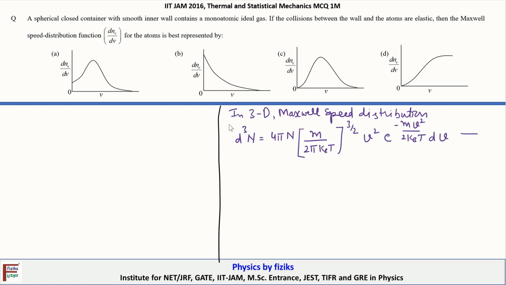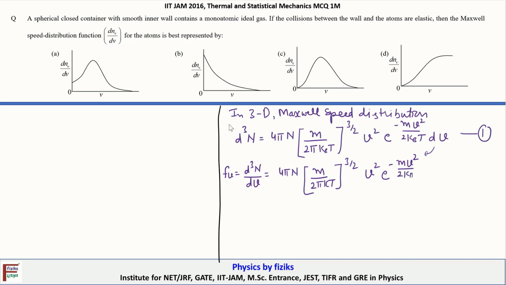So this is the Maxwell speed distribution in 3 dimensions, and further it can be rewritten as, we will bring dv on the left hand side, and let's denote that as f of v, and that is equal to dn by dv, and we are left with 4 pi n, (m by 2 pi kT) to the power 3 by 2, v square and the exponential factor, exponential minus m v square upon 2 kT. Okay, now let's call this equation 2.